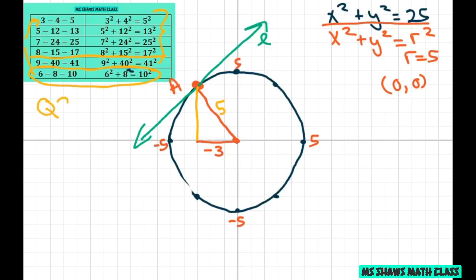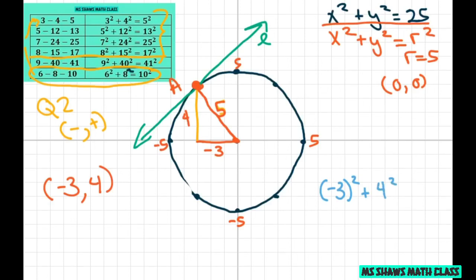Since we're in quadrant 2, that means my x is negative and my y is positive. So my 4 here is going to be positive. So we have a 3, 4, 5, but in our case, negative 3. So this point A is negative 3, comma 4. And if you want to check it, you can with the Pythagorean theorem. And this should be true. So negative 3 squared is 9 plus 16 equals 25. So that does check out.